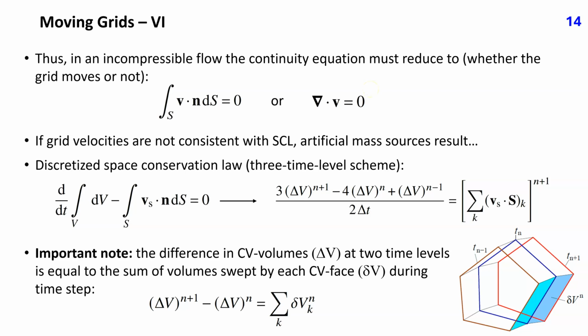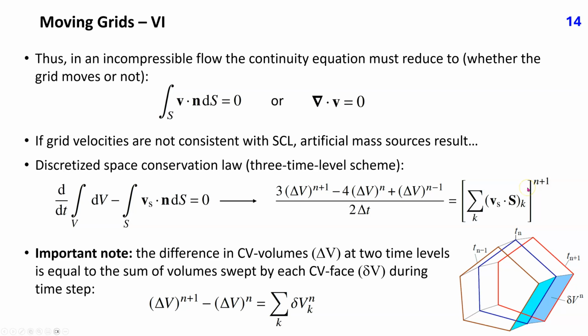Let us now see how the discretized space conservation law can be identically satisfied. We use the quadratic backward time integration scheme with 3 time levels, but the same approach is valid for Crank-Nicolson and other schemes. The discretized form of the space conservation law for the chosen discretization scheme is given by this expression. On the left-hand side, we have cell volumes at 3 consecutive time steps, and on the right-hand side, volume fluxes due to cell face motion from the latest time level.